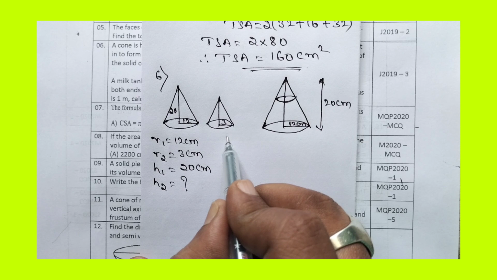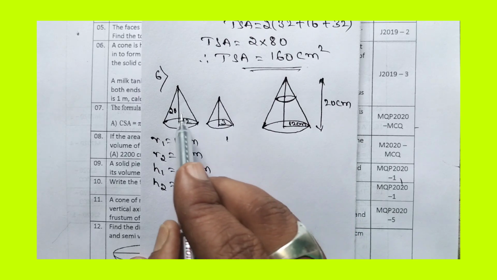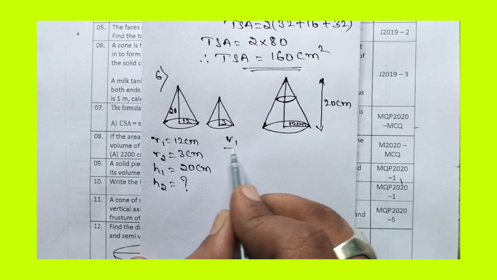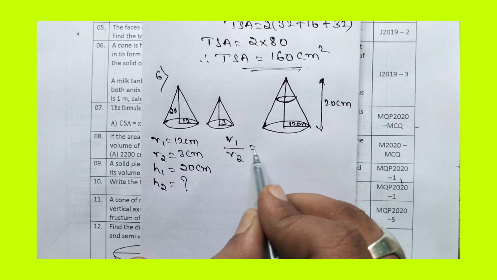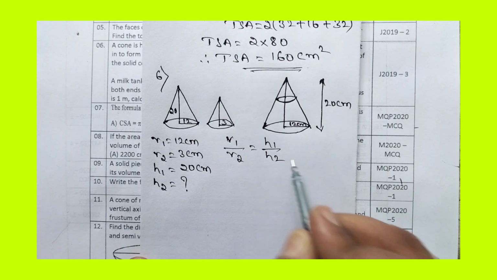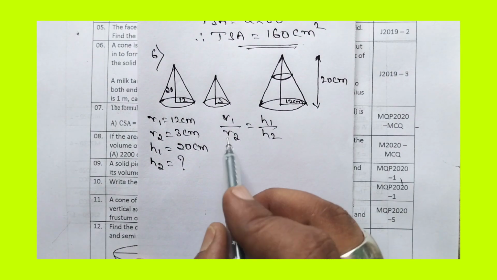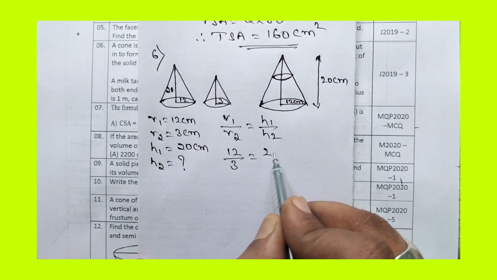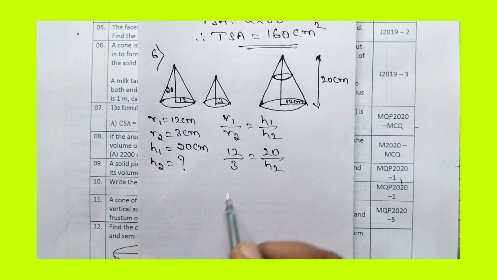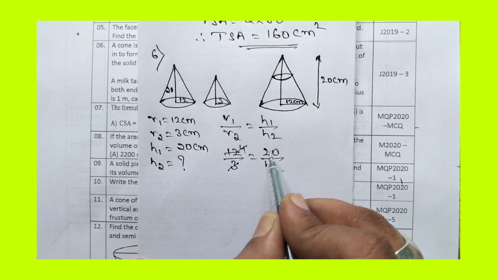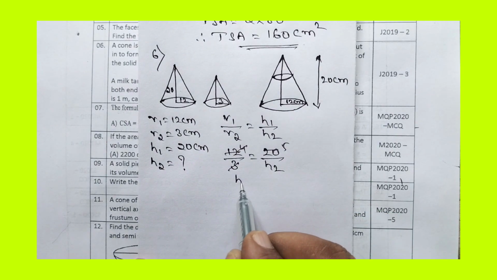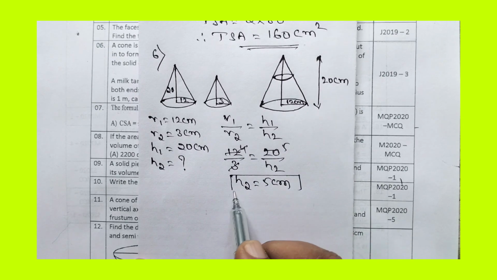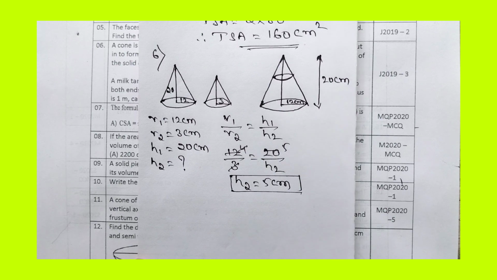So these two are right angle triangles. If we take them as similar triangles, corresponding sides are proportional. R1 by R2 is equal to H1 by H2. So R1 is 12, R2 is 3, is equal to H1, which is 20, divided by H2. So 3 1s are 3, 3 4s are 12, 4 5s are 20. Therefore H2 is equal to 5 centimeter. H2 is the height of the smaller cone.